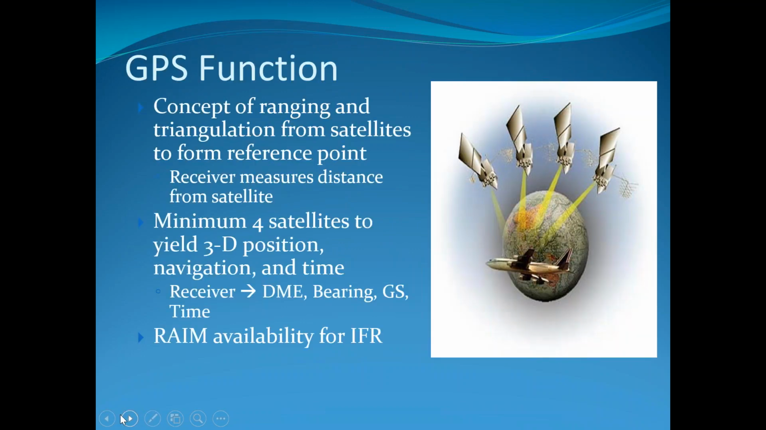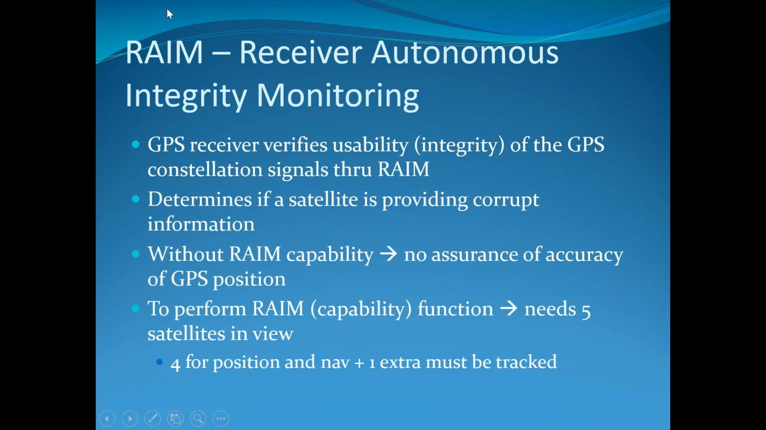GPS function, concept of ranging and triangulation from satellites to form a reference point. Receiver measures the distance from the satellite. So this has minimum 4 satellites to actually yield a 3D position. Now that's not necessarily the rule for airplanes. That's just in order to actually get a position. And it gives the DME, the bearing, the ground speed, and the time. Then this last thing here says RAIM availability for IFR, and RAIM is what we're going to look at in just a minute. RAIM stands for Receiver Autonomous Integrity Monitoring.